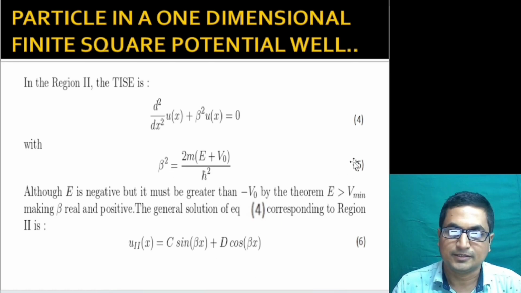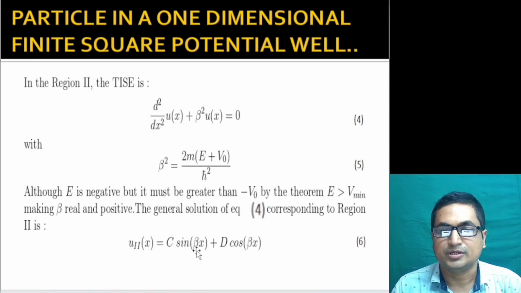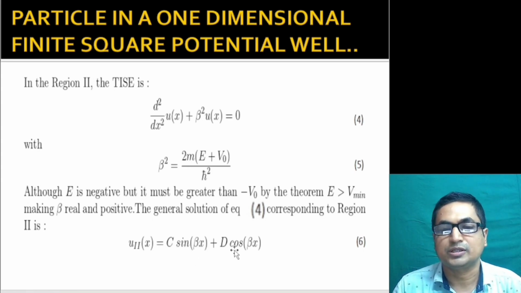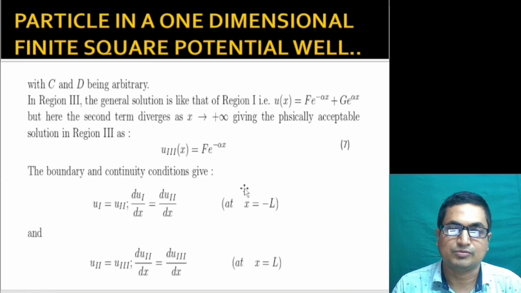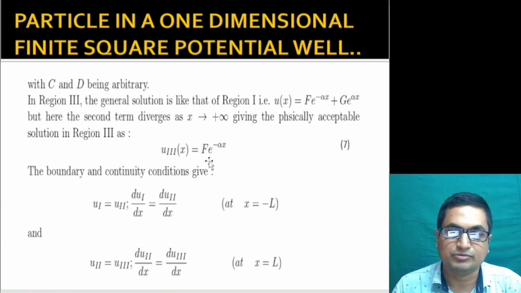And then the general solution of equation 4 is this one, where this 2 represents the solution corresponding to region 2, and it is C sine beta x plus D cos beta x. These are all from our common knowledge of differential equations, where the plus beta square gives imaginary exponents, and so they lead to cosine and sine functions. So equation 6 is the solution of equation 4. And here also these constants C and D are arbitrary, and we have to find them out.